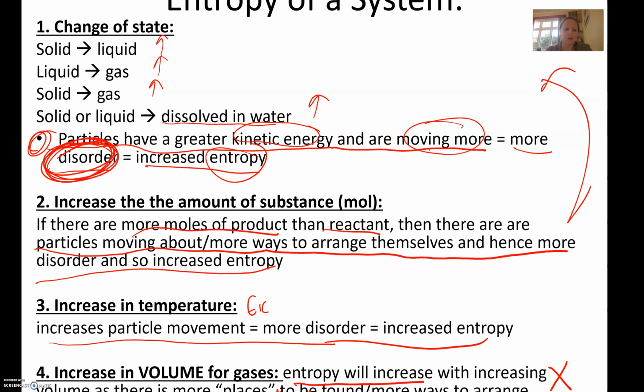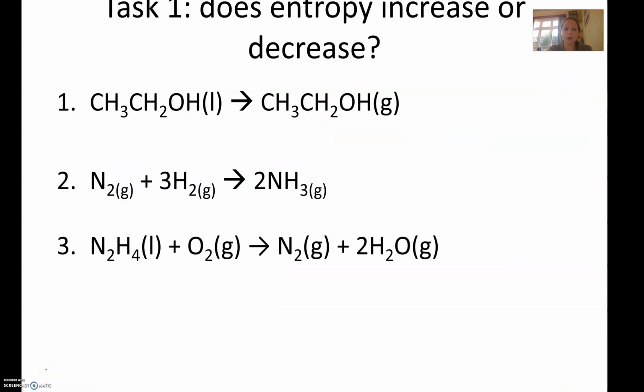So let's continue with some examples. Here's the first task. Does the entropy of the system increase or decrease? In example 1, we're going from liquid ethanol to gaseous ethanol. So this would be an increase in entropy. Why? Because gases have greater kinetic energy, they move more, there'll be greater disorder and greater entropy.